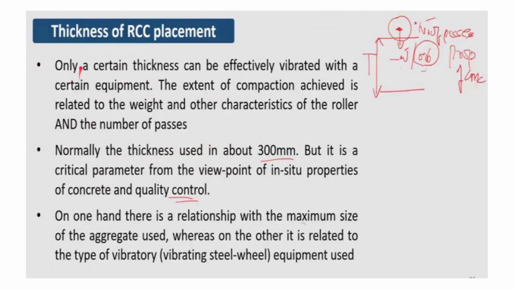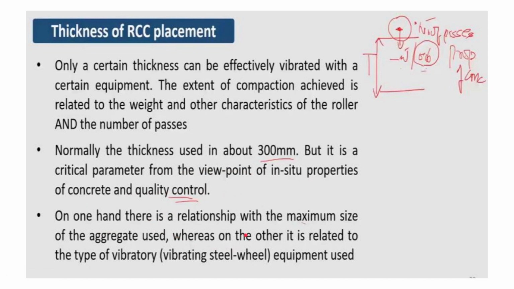So about thickness, only a certain thickness can be effectively vibrated with a certain equipment. The extent of compaction achieved is related to the weight and other characteristics of the roller and the number of passes. Normally the thickness used is about 300 mm, but it is a critical parameter from the viewpoint of the in situ properties of concrete and quality control.